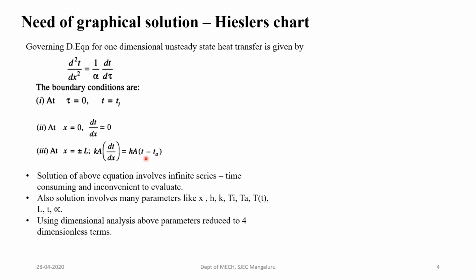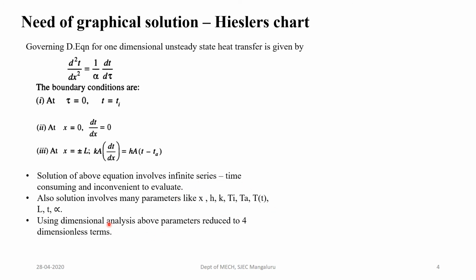Now if you have to solve this equation, the solution you get generally involves an infinite series. Such an infinite series is not easy to solve, it is time consuming and inconvenient to evaluate. Also there are a lot of parameters involved in solving the above equation, like x, heat transfer coefficient, k, different temperatures, thickness, time and thermal diffusivity. So in order to reduce the number of variables, generally we go with dimensional analysis.